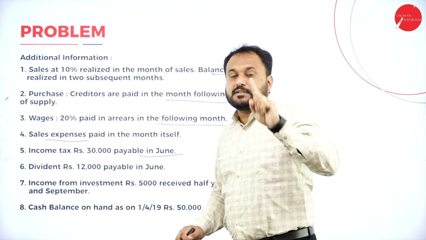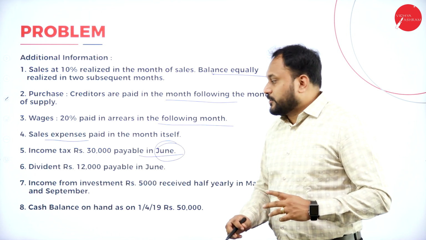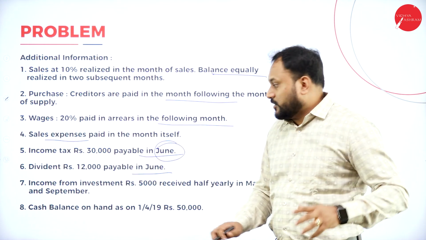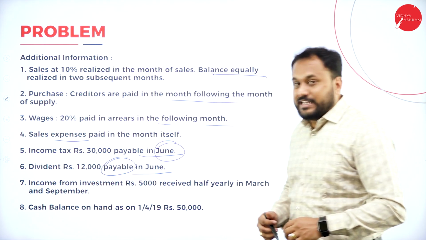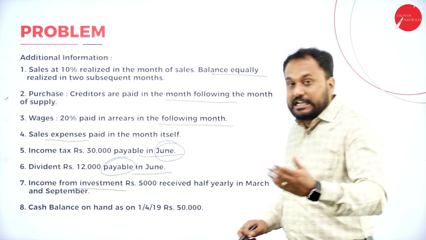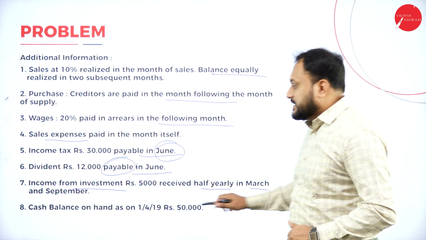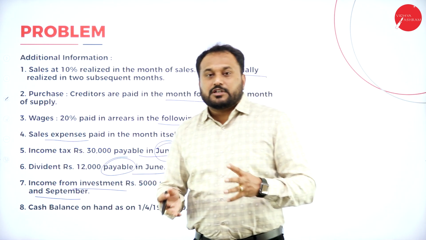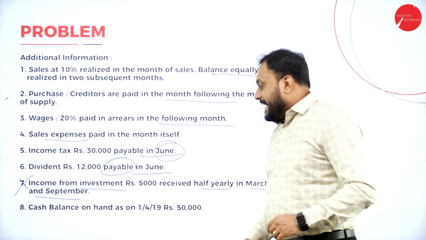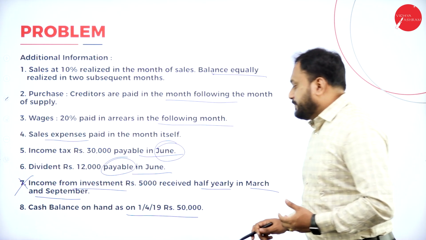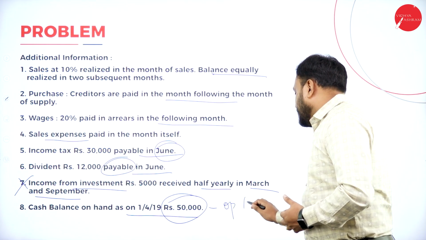See, we are preparing for April, May, June. So take income tax only in the month of June. Dividend rupees 12,000 payable in June. So dividend is also payable. You are supposed to pay only in the month of June. Income from investment. So investment has happened. Income, that means it has actually come. Rupees 5,000 received half yearly in March and September. So we are not supposed to go because we are not preparing for March as well as September. So this entry is not there. Cash balance on hand on 1st April 2019 is rupees 50,000. That means this becomes our opening balance.